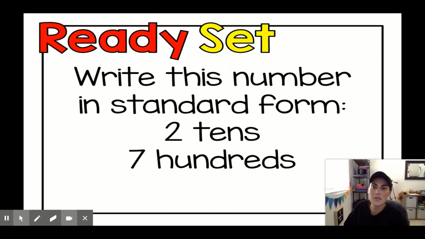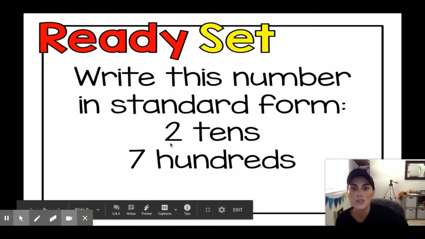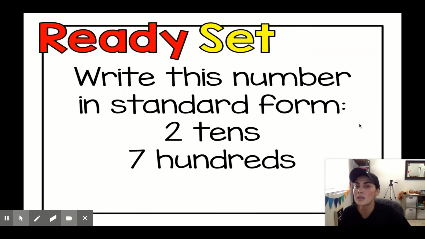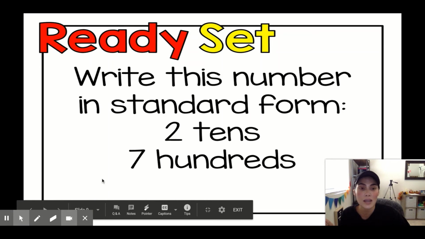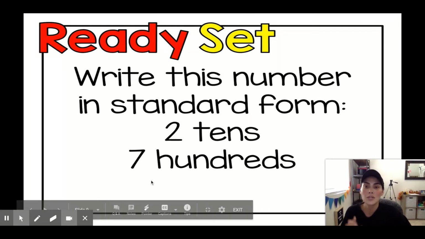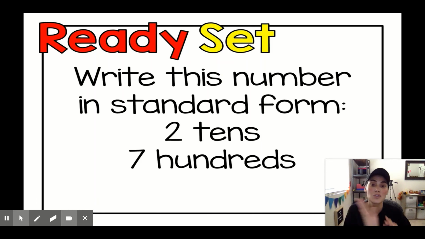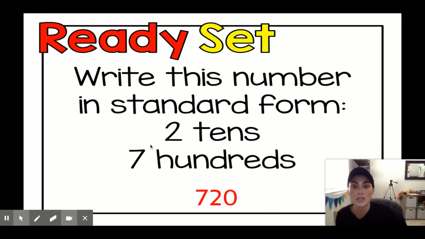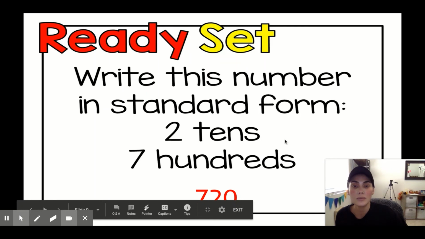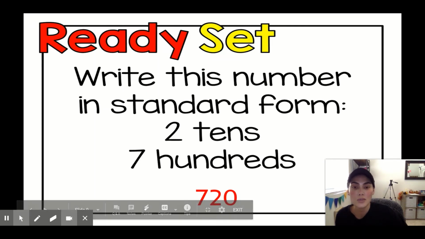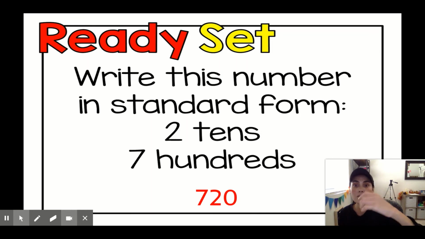They're asking us to write this number in standard form. They're telling us the word version of it. This number has 2 tens and 7 hundreds. Notice there's nothing in the ones place. I want to start with the highest value, which is going to be hundreds. So I know it's going to be 700, and two tens I can count out: 10, 20. So 720. There's nothing in the ones place. This is how you would write it: 7 in the hundreds place, 2 in the tens, nothing in the ones because they don't mention a ones place.